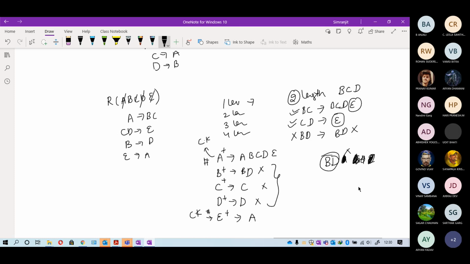Now you can think that there will also not be any 4 length combination because a 4 length combination will again contain the same thing. So if you're not able to get any 3 length combination, you will not be able to get any 4 length combination. So you can directly say the answer will be A, E, then there is BC, then there is CD. Okay, so these are the 4 candidate keys here.